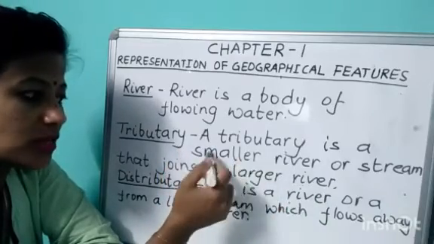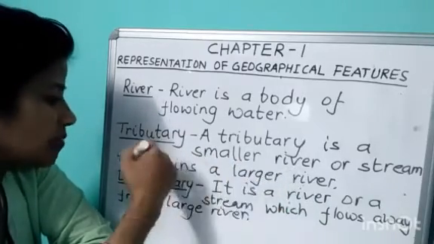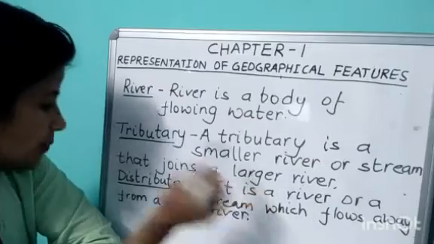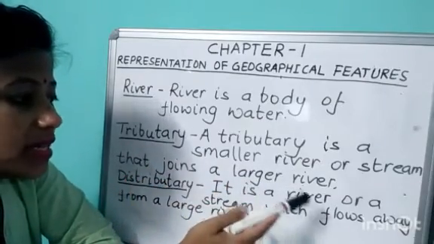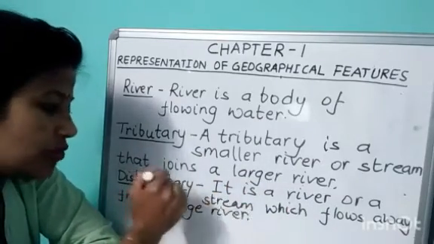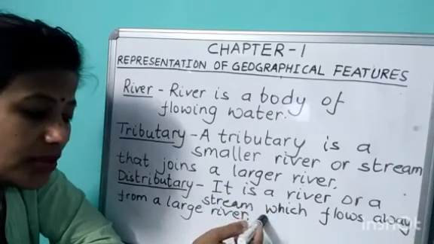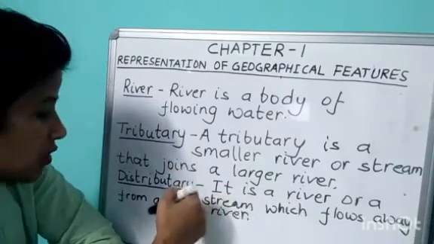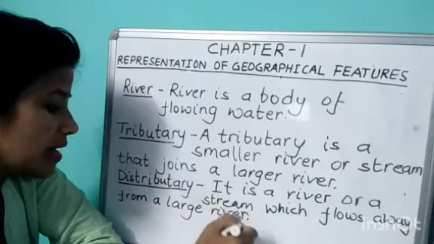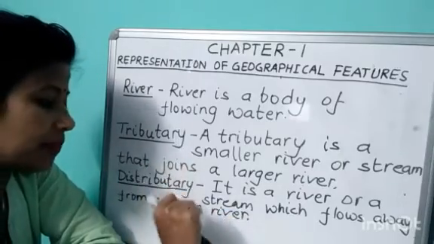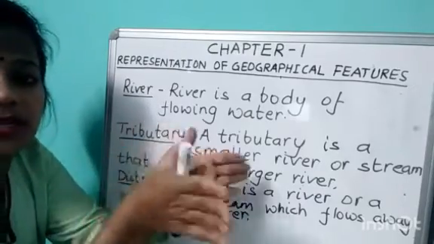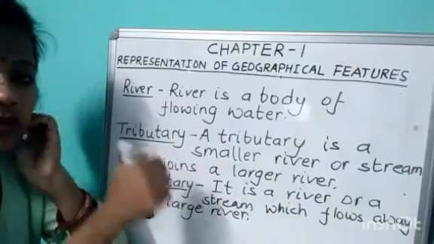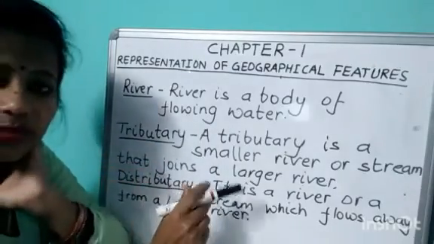Second, tributary. A tributary is a smaller river or stream that joins a larger river. Distributary, it is a river or a stream which flows away from a large river, which flows away, splits, divides. Okay, that is called what? Distributary. Okay.